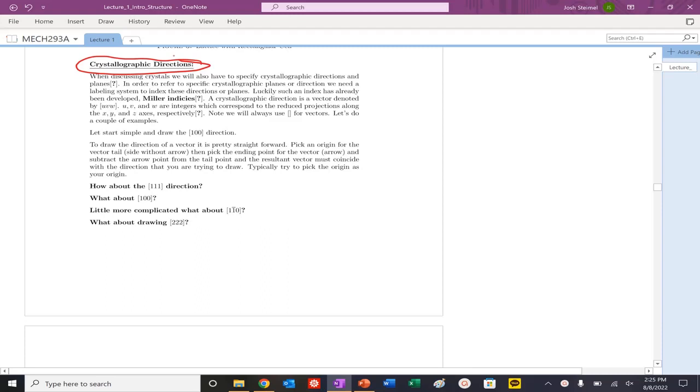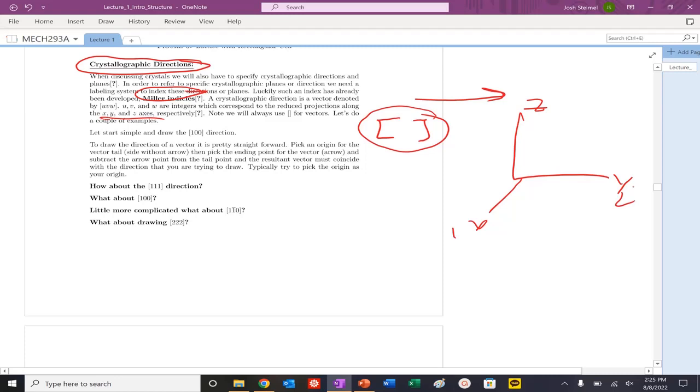But we are going to use Miller indices and a specific way to denote directions. So a single direction is denoted by these square brackets, and we're going to use Miller indices, basically UVW, and HKL once we get into planes. But basically, they're going to correspond to our axes, XYZ, 1, 2, 3, HKL, UVW. Same things that we've been looking at previously.